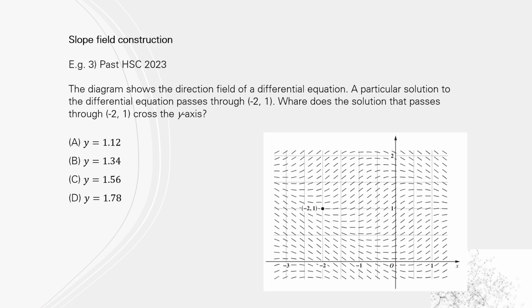Past HSC examples tend to have been mostly in the multiple choice. Here we've got one from 2023, a diagram of a differential equation or slope field. It passes through the point (minus 2, 1), and your job is to follow that bunch of slopes as they progress and find which one it actually goes closest to.